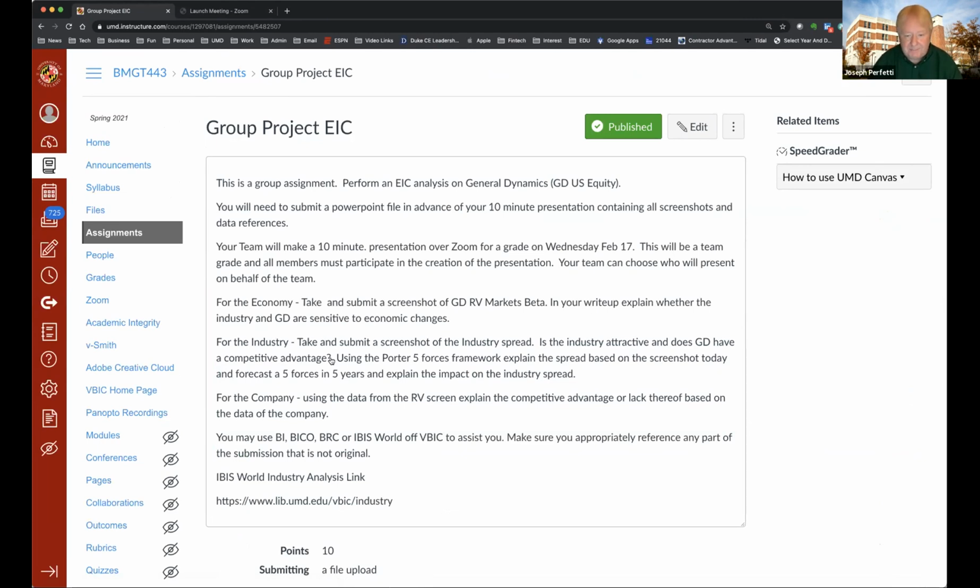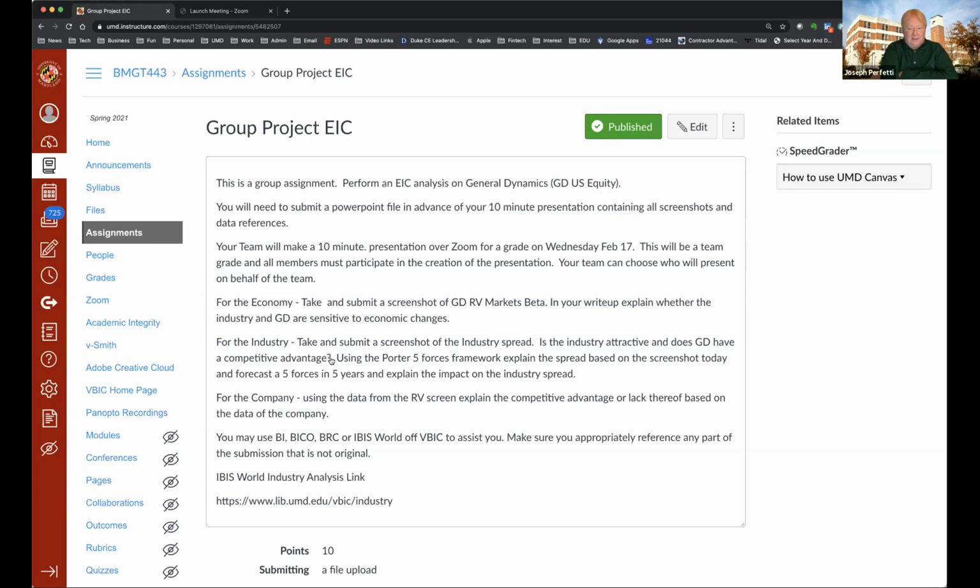But essentially, there is no write-up. You're just going to turn in the PowerPoint, and all of the screenshots and data associated with the presentation need to be in the PowerPoint. At a minimum, you're going to need the RV markets beta, and you're going to need the industry spread to do competitive advantage, as well as industry attractiveness. But the other piece is that since there is no paper, since you're doing it verbally, you have to talk about all the issues in that PowerPoint in 10 minutes.